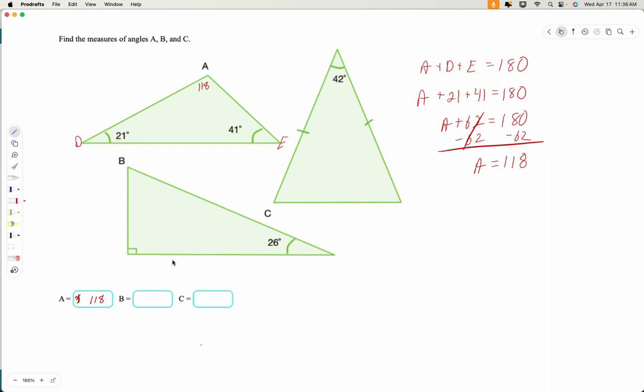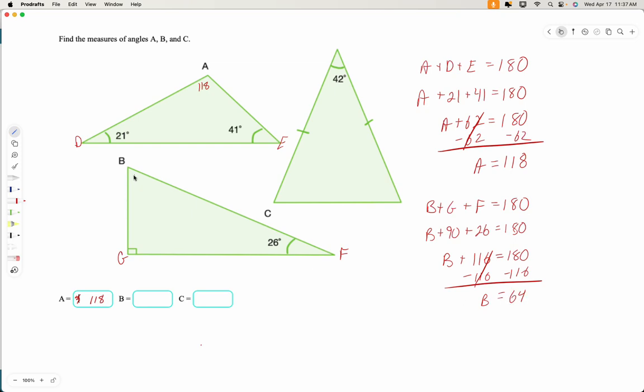So again, let's call this F and G. Okay. So B plus G plus F is equal to 180. So G is a right angle. So G is 90. And F is 26 degrees. So if I add these two together, B plus 116 is equal to 180. So if I subtract 116 from both sides, B is going to be equal to, excuse me, 64 degrees. So B is 64.